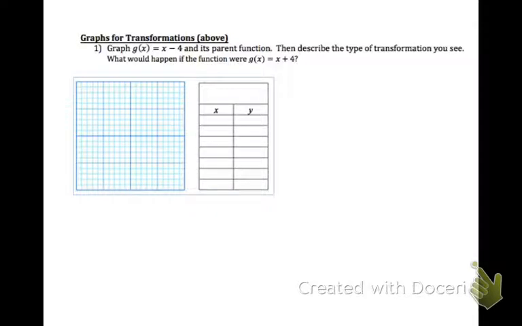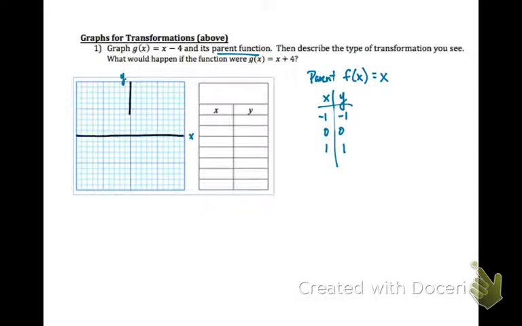All right, and then let's do that. This is graph g of x equals x minus 4 in its parent function. Well, right away you should recognize that's a linear function. So the parent function of a linear function is f of x equals x. So let's quick make an xy table and then plug in values. So x equals y, so our x and y values will be the same. You can see I'm graphing them on our graph space, and that should look very familiar because we were just looking at the parent function of a linear equation.